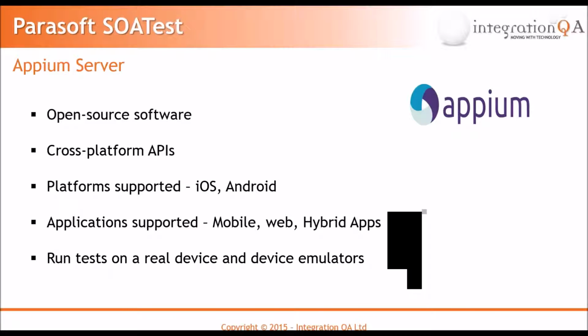Will mentioned automating mobile testing. In order to do that, we use something called Appium. Appium is a cross-platform open source software which enables automating mobile testing, and it can be used both on real devices and device emulators. It also allows you to write tests against multiple platforms using the same APIs, which makes it very handy to reuse code.